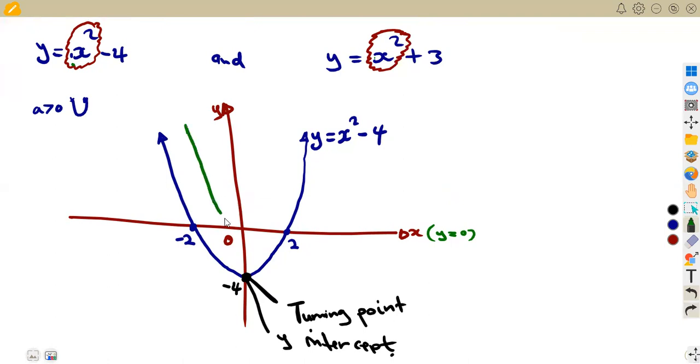This is the graph of y is equal to x squared. It was supposed to be like this, but it is being shifted 3 units up. The y value is now at +3, so it is now like this at this point.